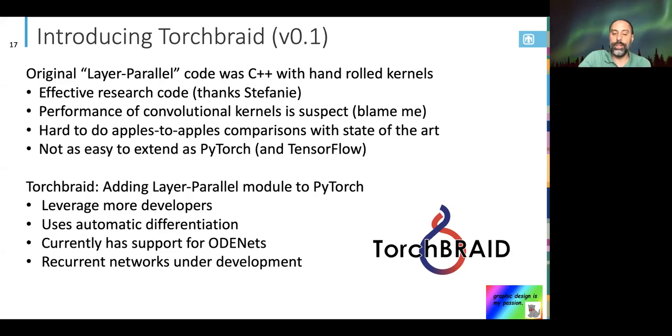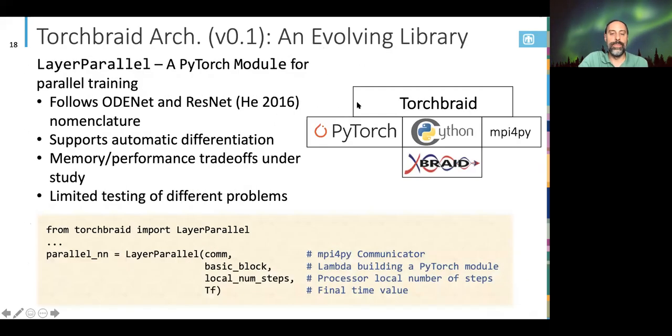But it's built on this idea of using ODE networks in PyTorch instead. And so the architecture of this is pretty simple. We have XBraid talking through Cython, which is the C Python interface, with PyTorch and mpi4py for parallel communication. And we end up building what's called a module. That's the building block of neural networks used in PyTorch.